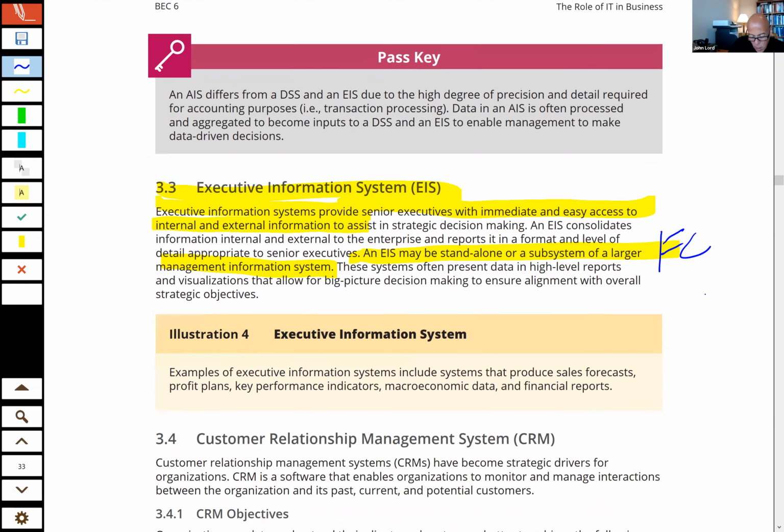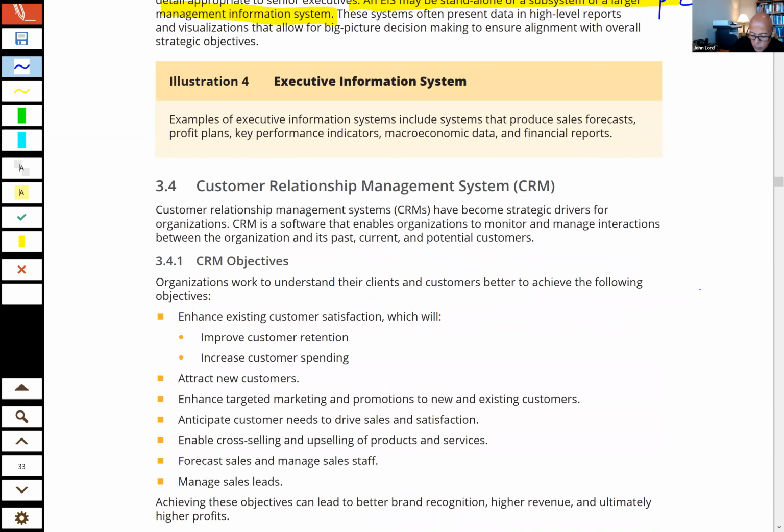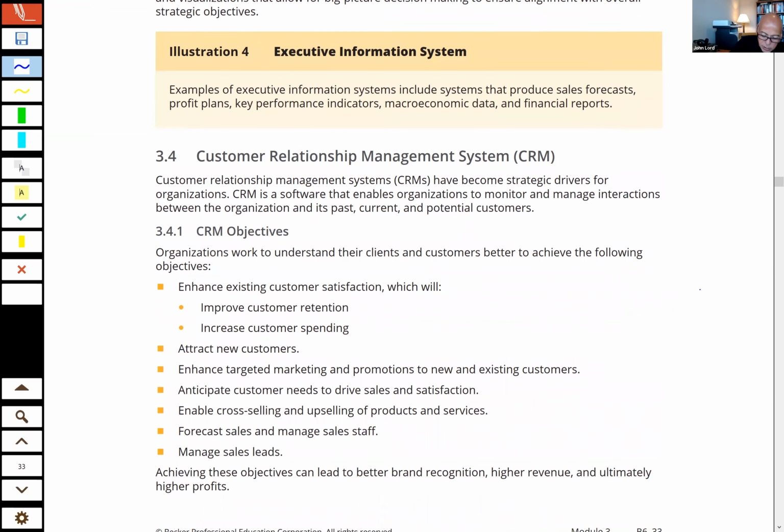Okay, good. Now we go ahead and we start to talk about customer relationship systems. Okay, and we have different CRM objectives. But let's just take a look. CRM is software that enables organizations to monitor and manage interactions between the organization and customers.